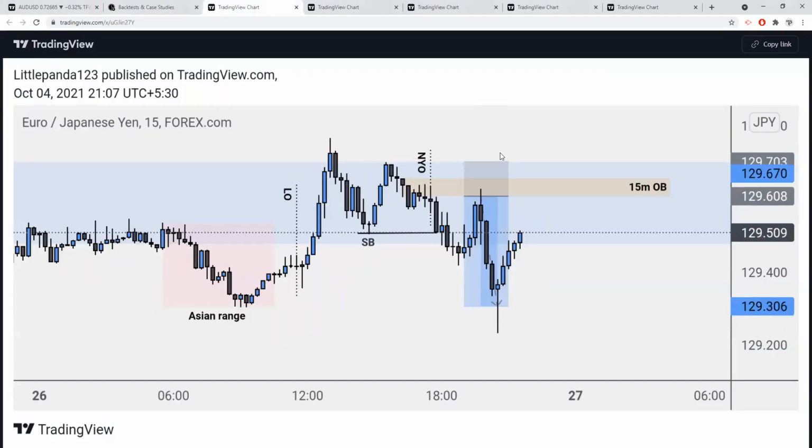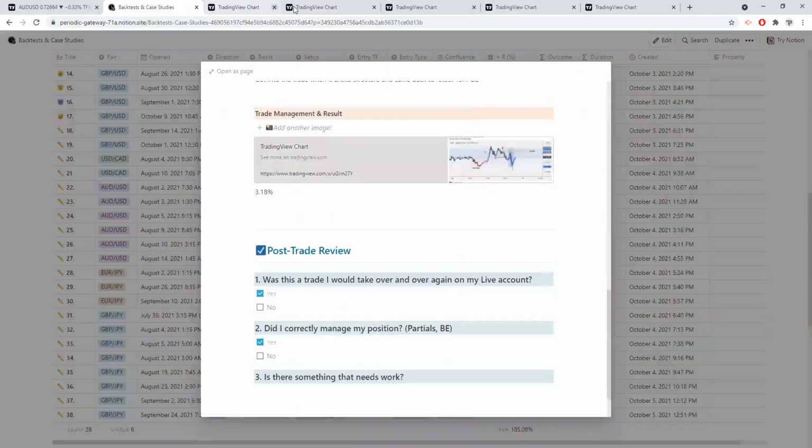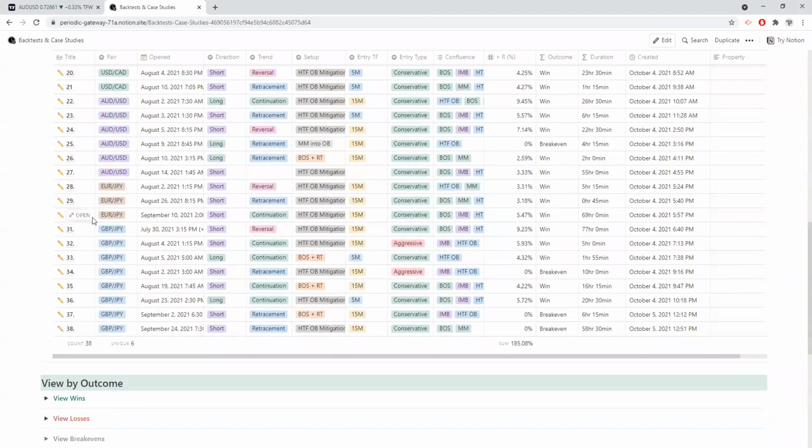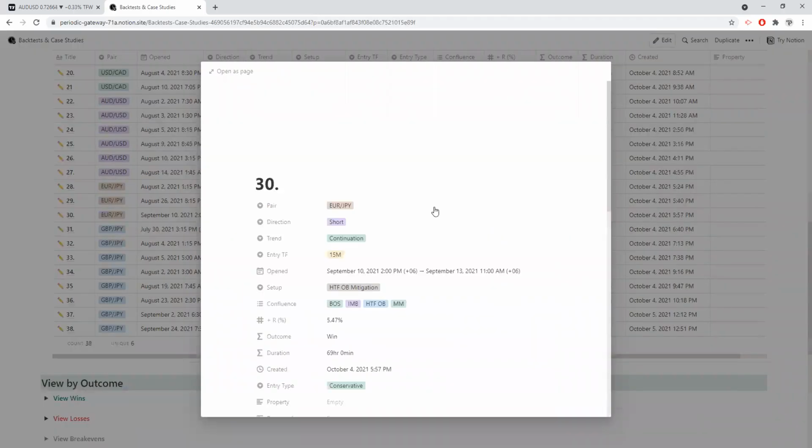Very good trade. Very good one. Okay, bro. I'm getting tired of just very good trades. I want to see some bad ones, but you don't have them. It's not nice.